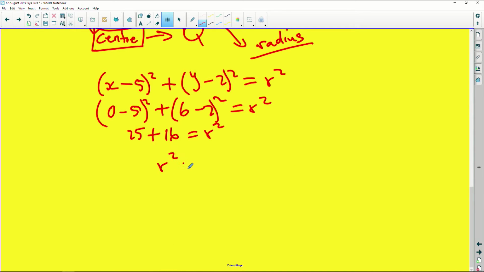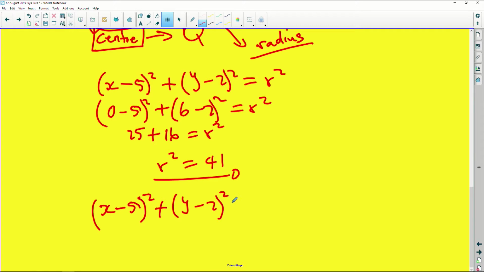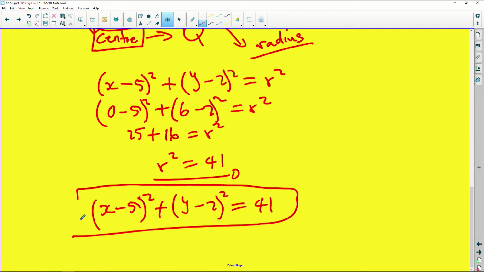Therefore, r squared will be equal to 25 plus 16, that will then be 41. So this will be the r squared. I don't want it to be r yet because I'm just going to substitute it still. So this will be x minus 5 squared plus y minus 2 all squared is equal to 41. That will be the equation of the circle that they want.